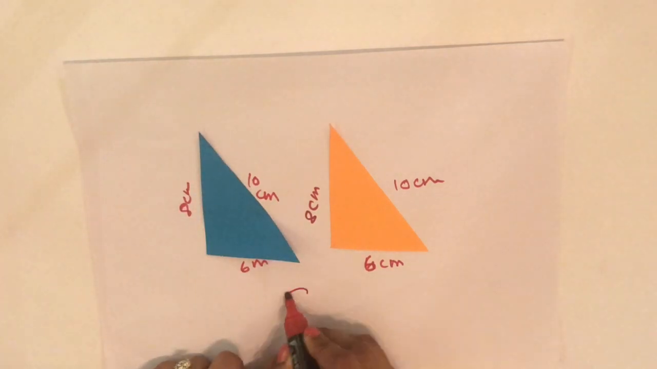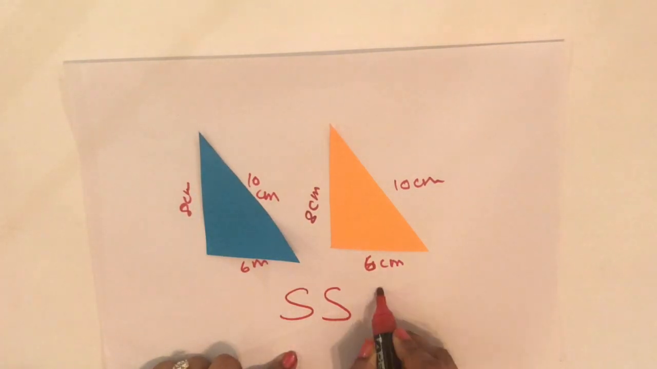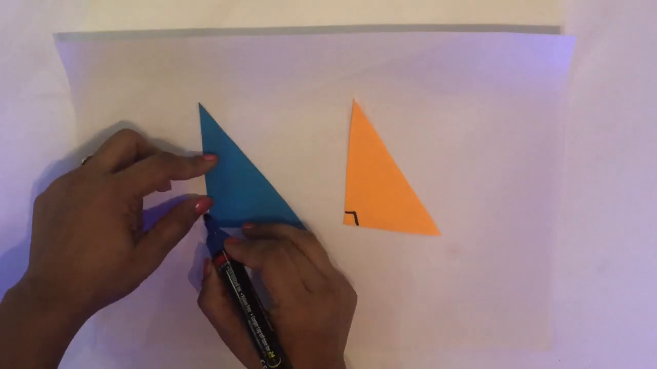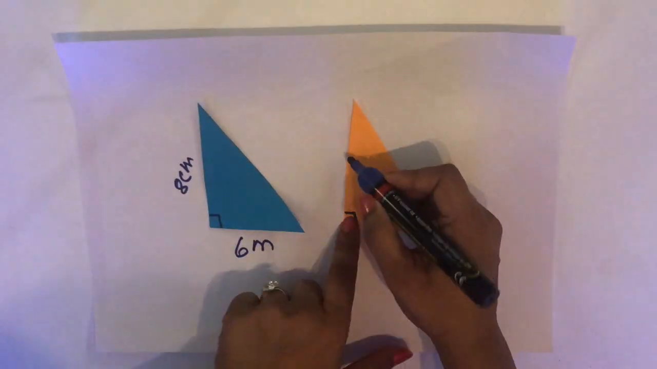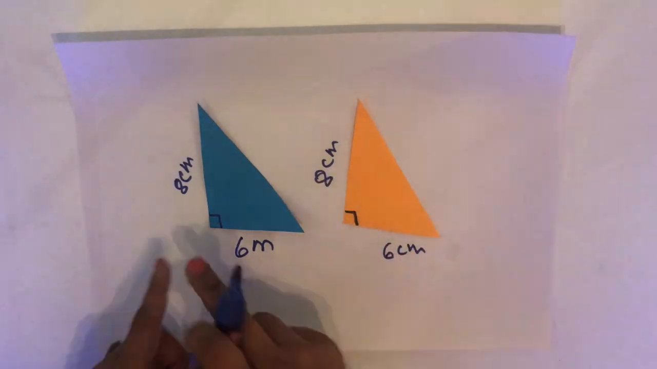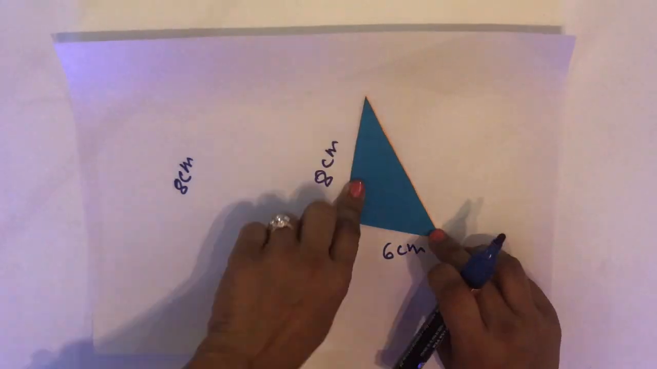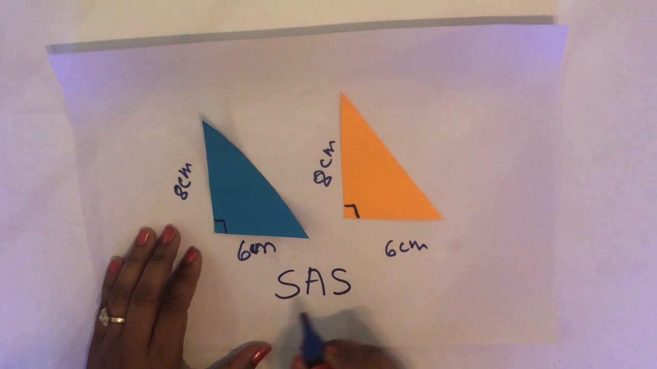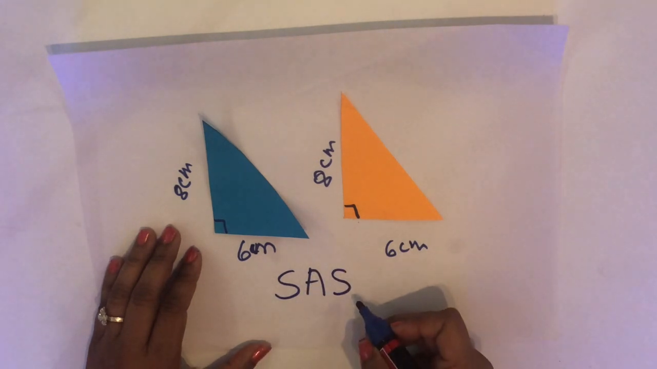We have the side, side, side test of congruence. This is SAS, that is the side angle side test of congruence.